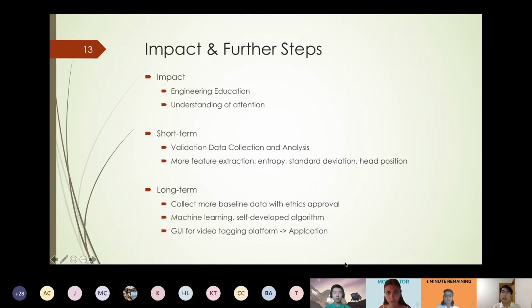So in the long run, I'm going to collect more baseline data with ethics approval from my department. I'm also planning to apply machine learning algorithms such as a support vector machine to better classify. And lastly, as I mentioned, to develop a GUI for the video tagging platform to apply my results.